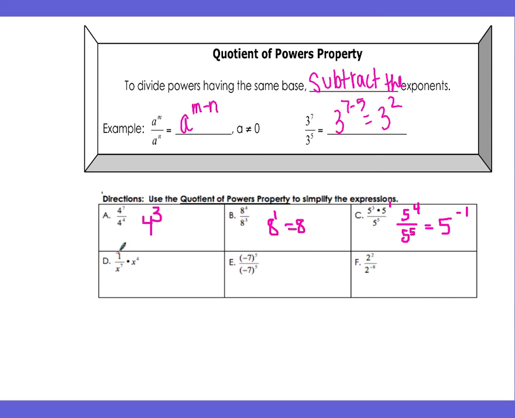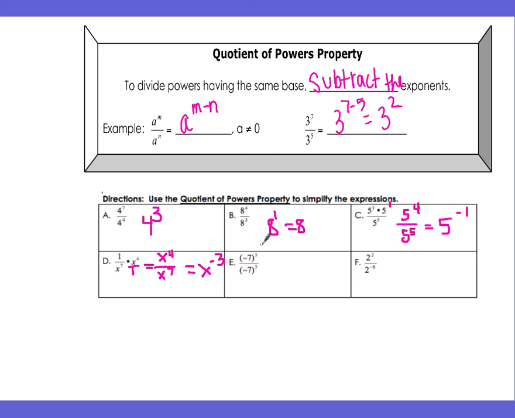And then we have 1 divided by x to the 7th times x to the 4th. So this means that this has a denominator of 1. So 1 times x to the 4th is x to the 4th, and x to the 7th times x times 1 is x to the 7th. So now we have 4 minus 7, which is negative 3.